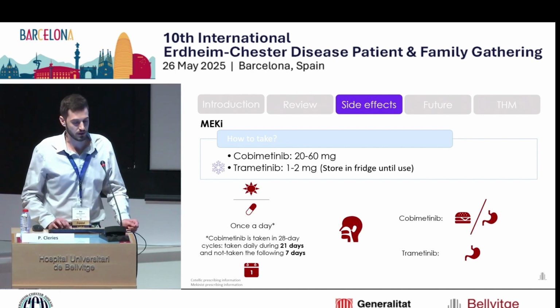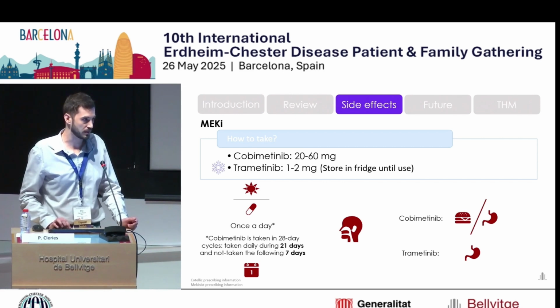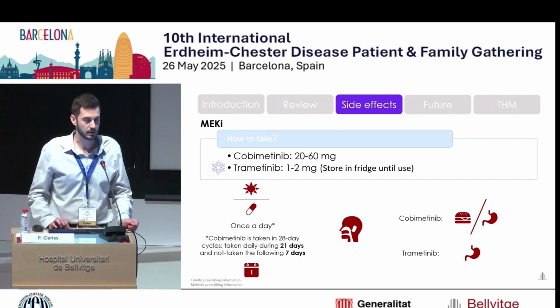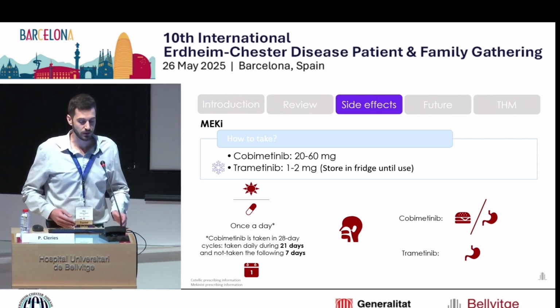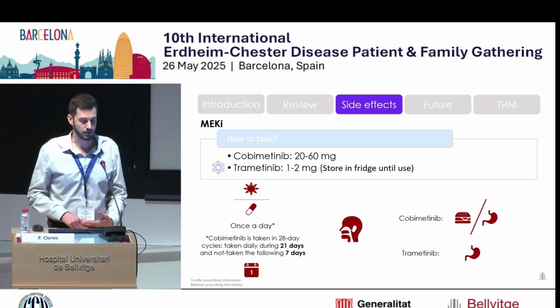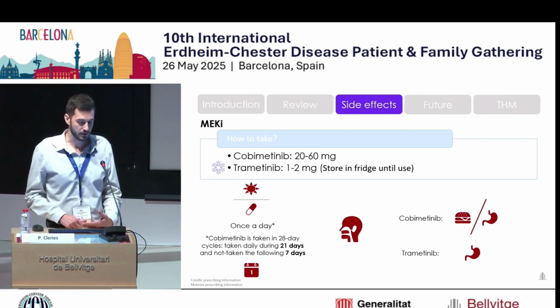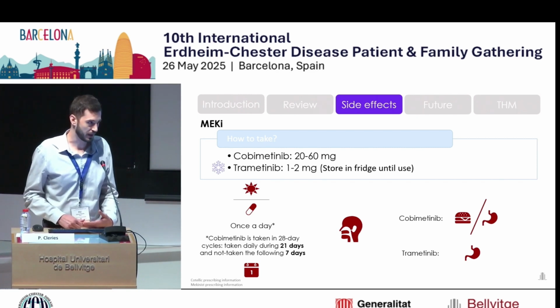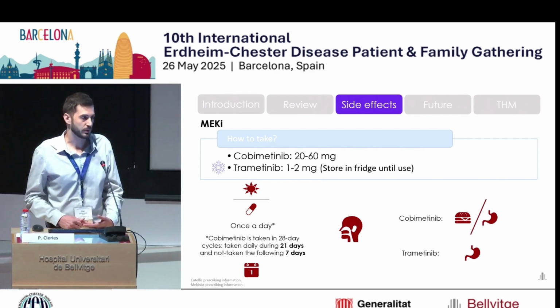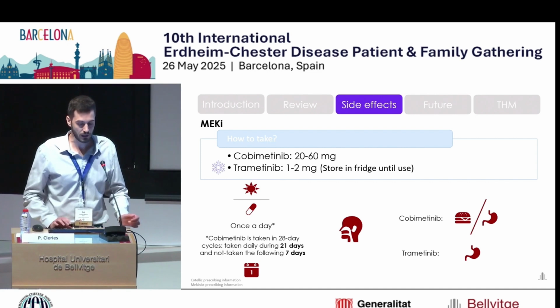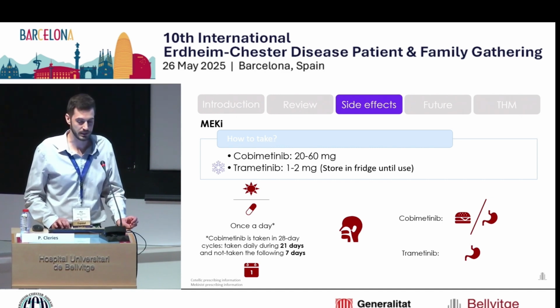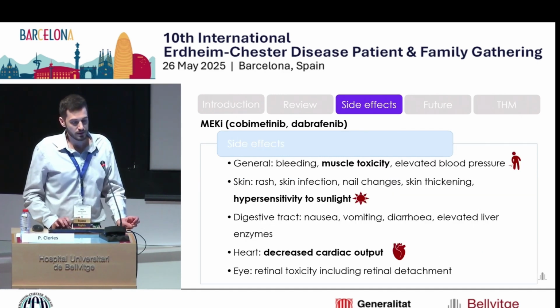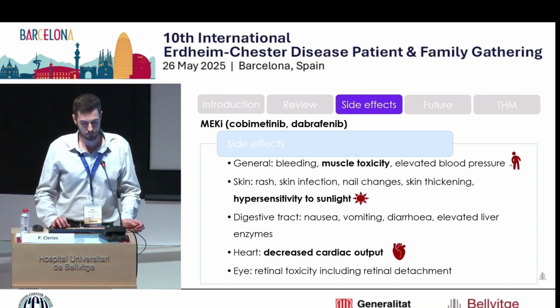These two medications are to be taken once a day, but please mind that cobimetinib is taken in a cyclic manner, which means that in a period of 4 weeks, you should take a pill every day for the first 3 weeks, and then the 4th week, you don't take any medication. After that, we are going to start over. Always taken by mouth. Cobimetinib can be taken with or without food, and trametinib needs to be taken on an empty stomach.